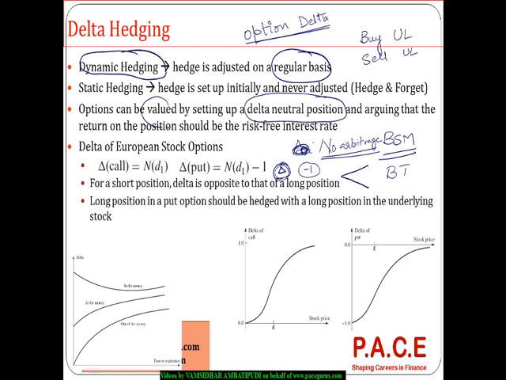So the valuation of the option, whatever we have done, whether it is through Black-Scholes or binomial trees, we have set up a delta neutral position. And if a delta neutral position is being set, we are expecting that the return on that delta neutral position should be the risk-free interest rate, because there is no uncertainty on the price on the maturity date.